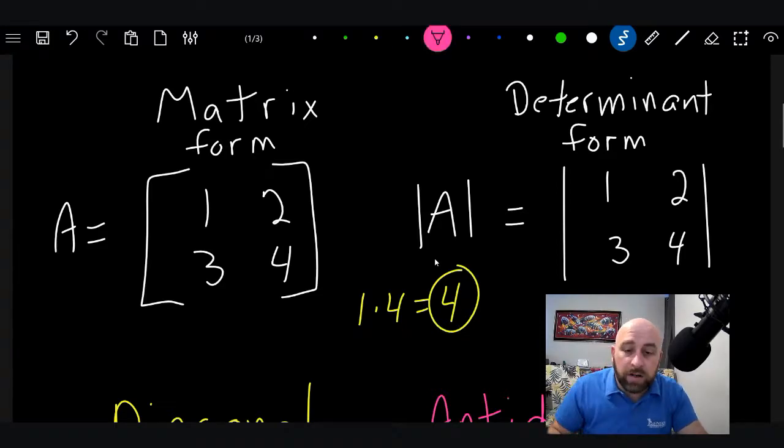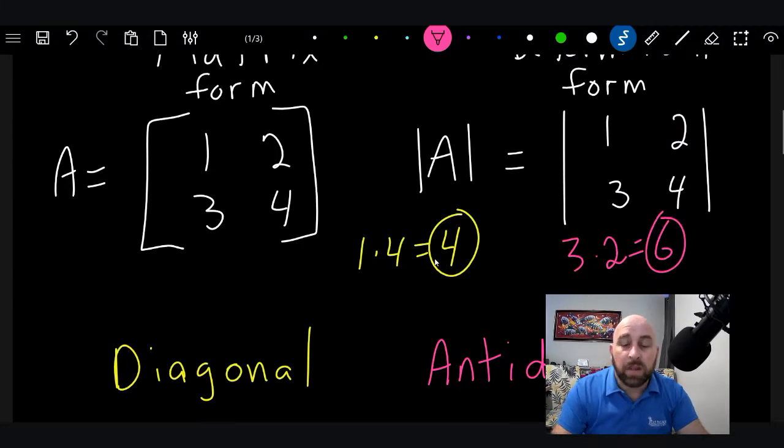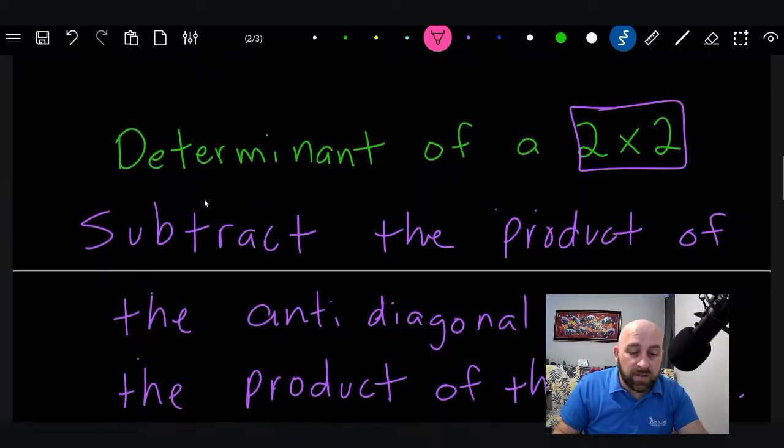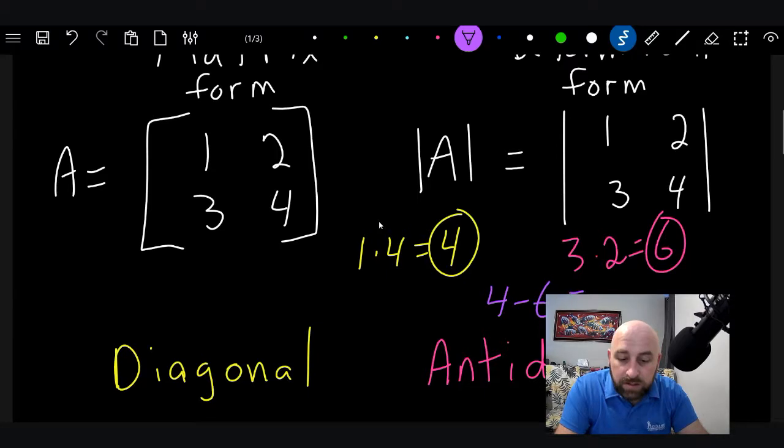What's the product of the antidiagonal? That would be this one right here, going from 3 up to 2. 3 times 2 equals 6. So now what does our little formula say? Subtract the product of the antidiagonal from the product of the diagonal. The product of the antidiagonal is 6. We're going to subtract that from 4. So 4 minus 6 equals negative 2.